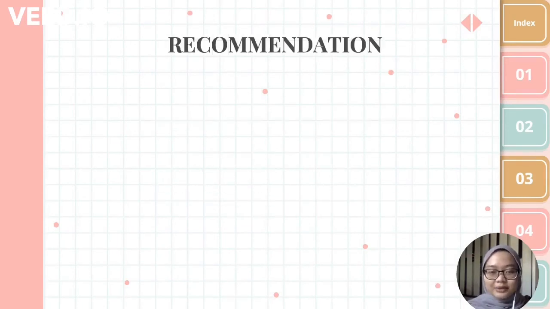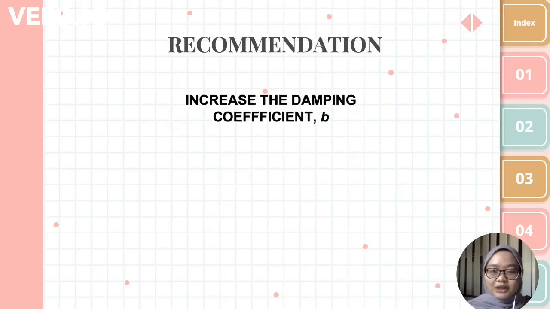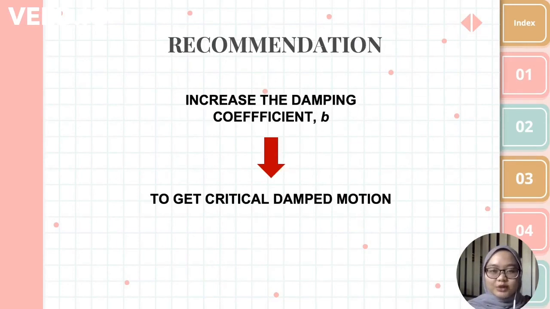Hence, based on the model in our study, it is recommended to increase the damping coefficient B in order to get critically damped motion. So, the system returns to equilibrium rapidly and remains in equilibrium, as compared to underdamped and overdamped systems. That's all from us.